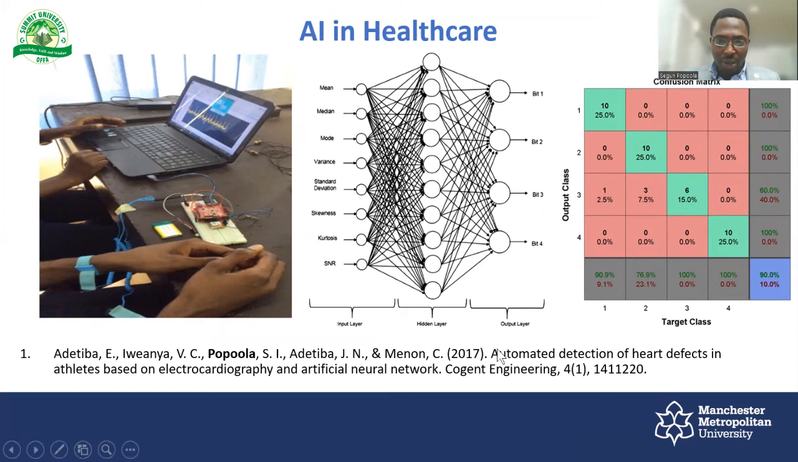What this project is all about is that based on the input, you are able to classify the state of the athlete into whether normal or three other heart defects that are common in athletes. Looking at the result, we got 90% accuracy for a particular class, 100% for other classes, and 60% for another class. Yeah, which seems to be a good result.